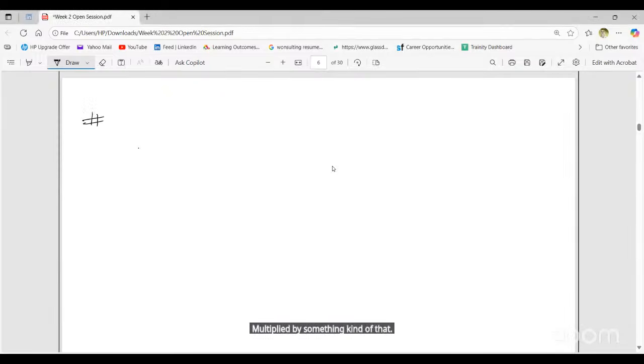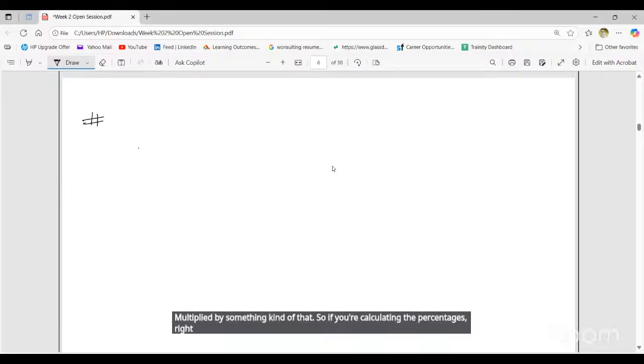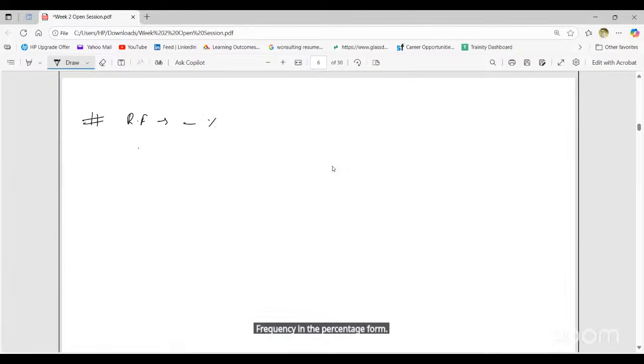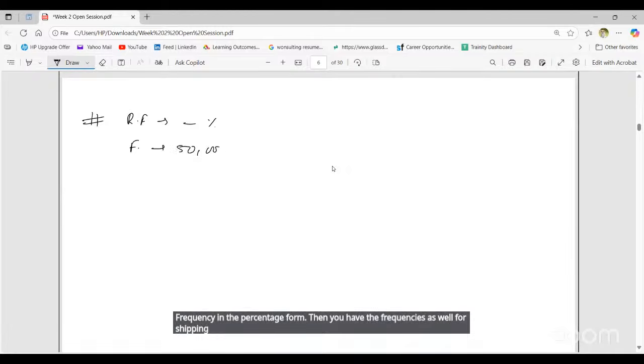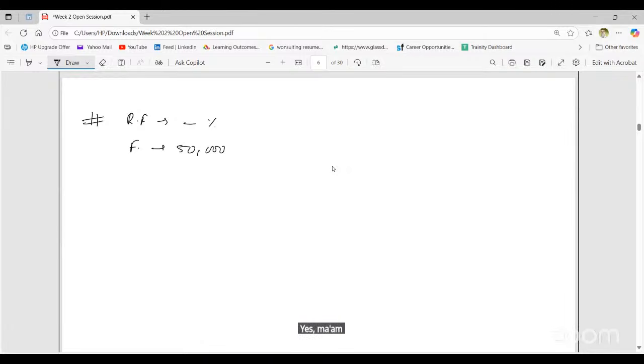So if you're calculating the percentages, right? You have been given the relative frequency, the value of frequency in the percentage form. Then you have the frequencies as well for shipping, which is 50,000, correct? Yes, ma'am. Now, if you remember, relative frequency is what? The frequency divided by the total frequency.